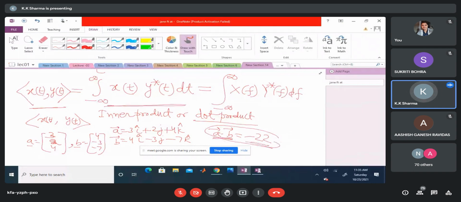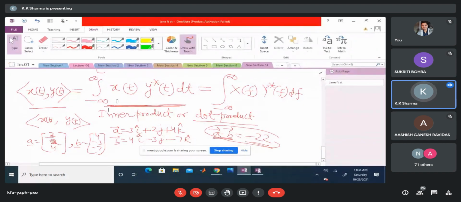The same dot product can be extended for continuous time signals. And this is one definition of the dot product. We are using the word inner product here just because this is a more general expression. Dot product is generally used in case of vectors only. But now you have extended this definition of dot product or inner product to continuous time signals.